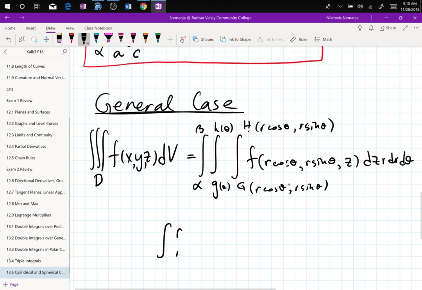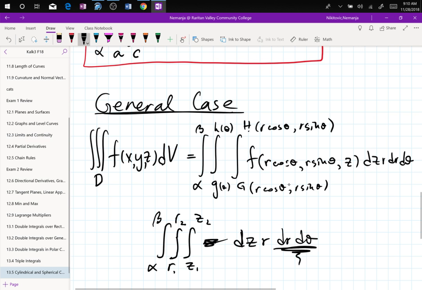What do you have? If you have a triple integral with something over here, and then you have your dz, r, dr, d theta, this is your alpha and beta angles. This is your r1 lower, r2 upper, and z1 lower, z2 upper. Now, what is z in terms of? Well, z is in terms of these two guys, right? And look, it is. So it's not that complicated. It looks complicated, but it's not.